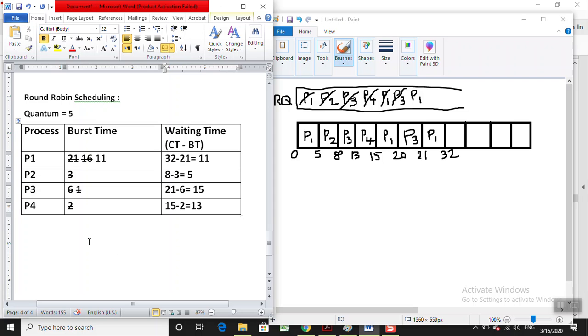So the average waiting time is 11 plus 5 plus 15 plus 13, divided by the number of processes, 4. You can add up all these and divide by 4, and you will get the answer. Understood my point? Round robin scheduling.